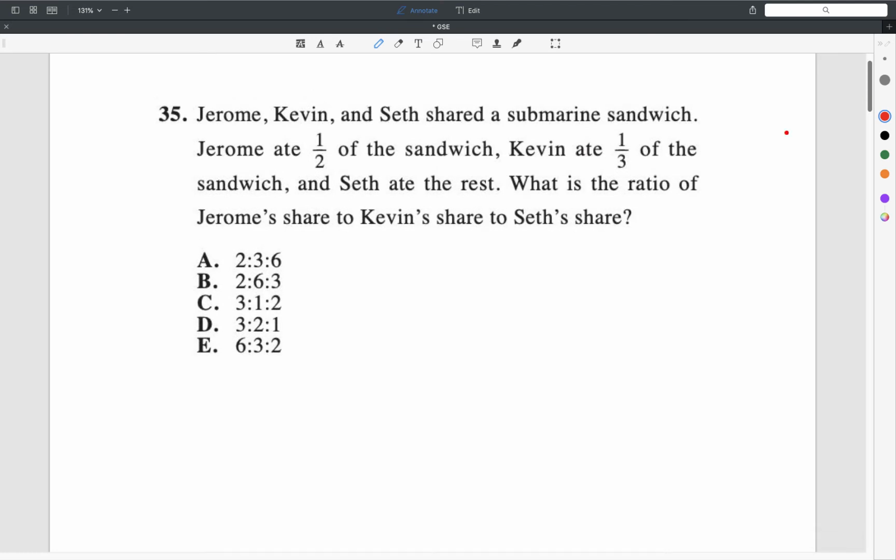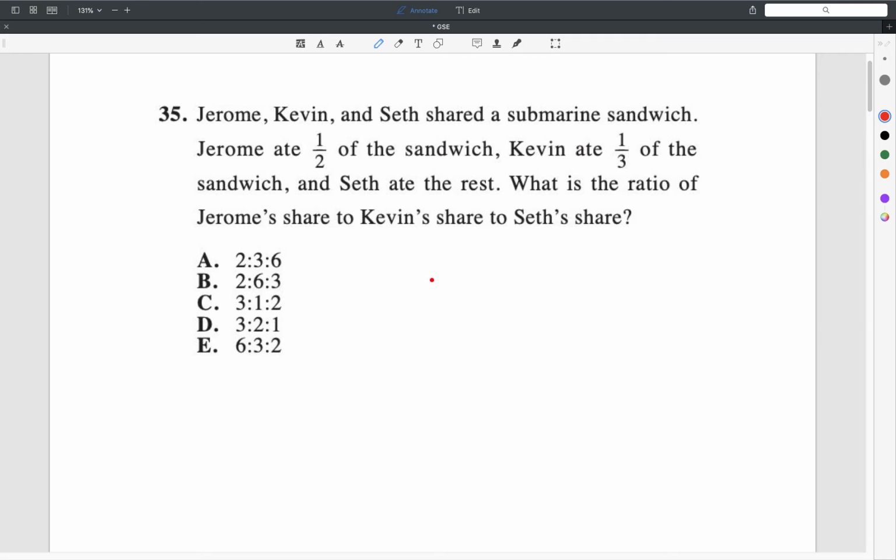And this one says that Jerome, Kevin, and Seth shared a sub sandwich. Jerome ate half of the sandwich, Kevin ate 1/3 of the sandwich, and Seth ate the rest. What is the ratio of Jerome's share to Kevin's share to Seth's share? And as before in the previous question, are they giving us an actual value here for the size of the original sandwich? They are not. All they're doing is telling us fractions of that sandwich that were eaten by each of these three people.